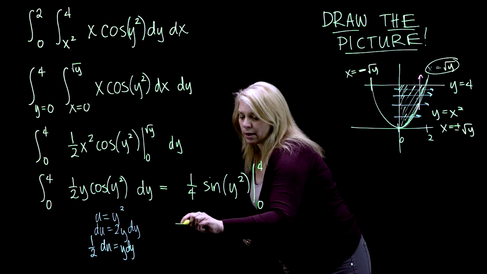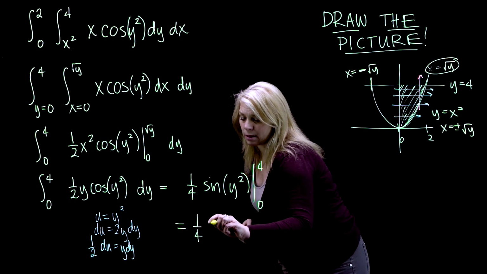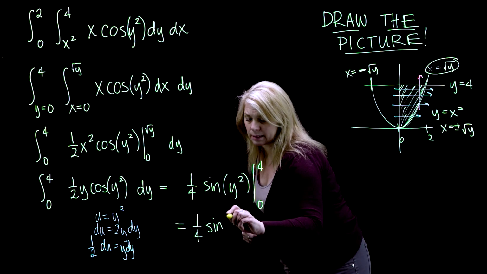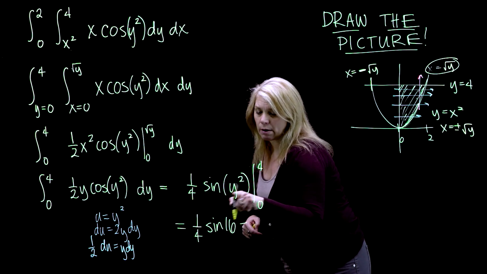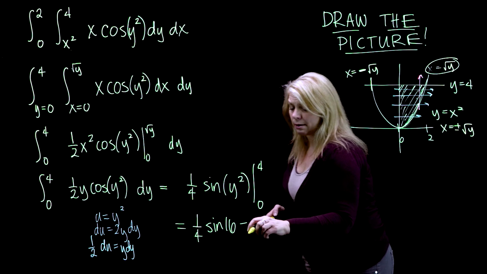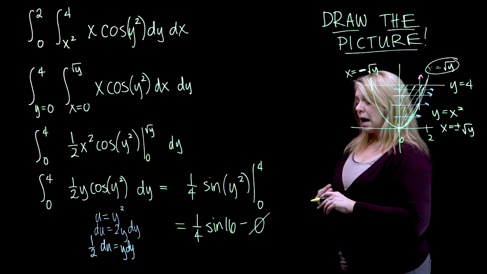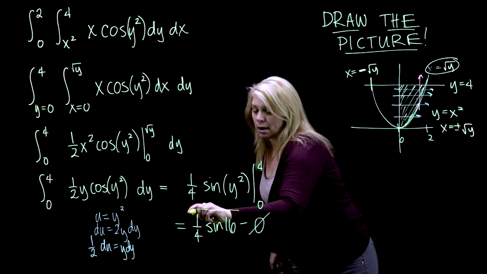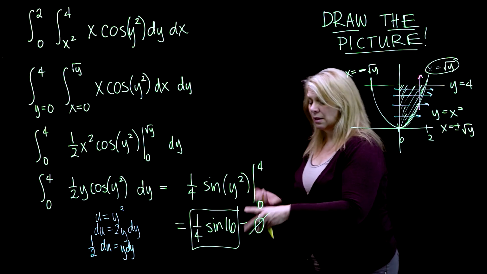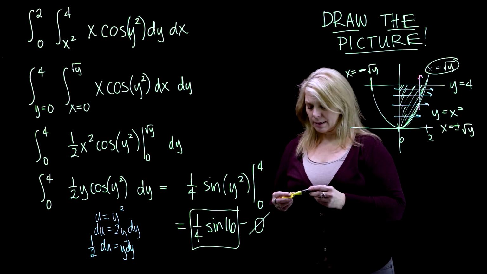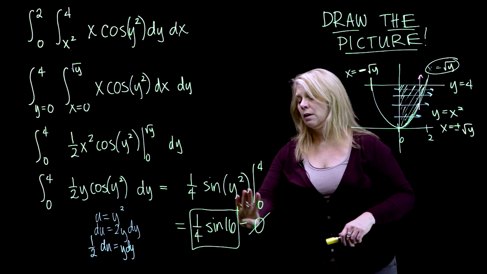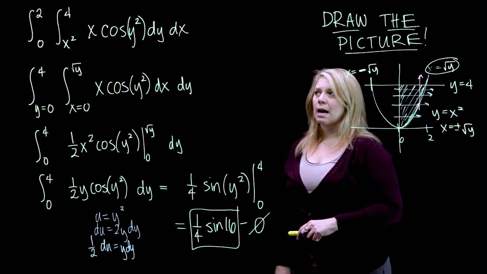Okay, so let's go ahead and finish this. So I have 1/4 sine of 16 minus 1/4 sine of 0. Sine of 0 is just 0, so that all is just 0. I don't need to write that. So 1/4 sine of 16, that's about as simplified as that can get. So that's 16 radians. Sine of 16 radians is not a nice, pretty number. So you want to leave it like that in exact form.